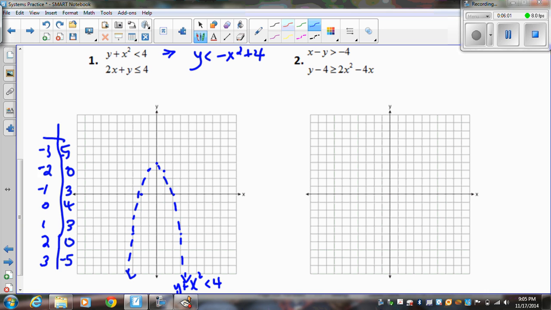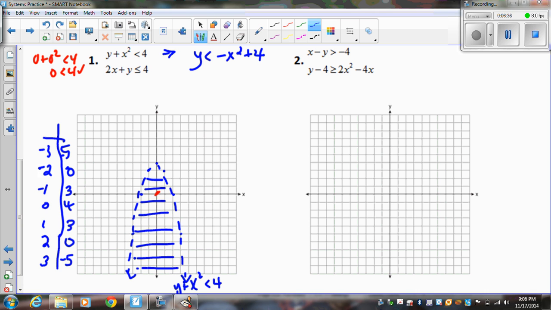I'm going to choose a test point of the origin because the origin is not on my parabola. And I'm going to test this back in my original equation. So I would have 0 plus 0 squared is less than 4. Is 0 less than 4? Yes, it is. And therefore, I'm going to shade towards the origin, which is going to allow me to shade inside of the parabola. I'm not done yet though.